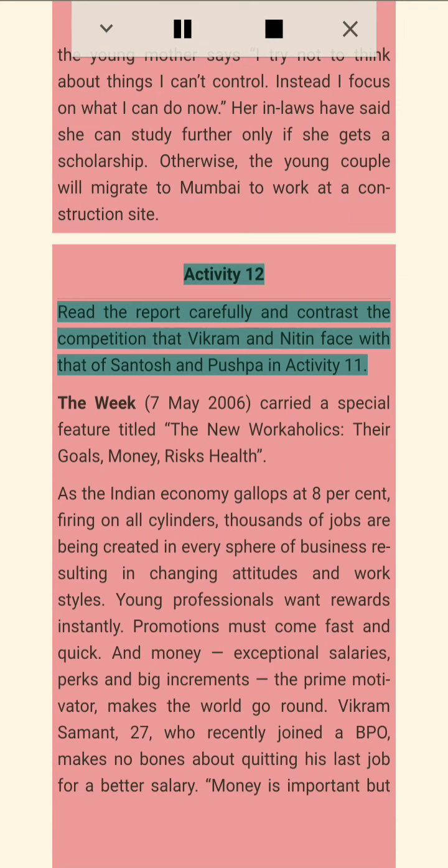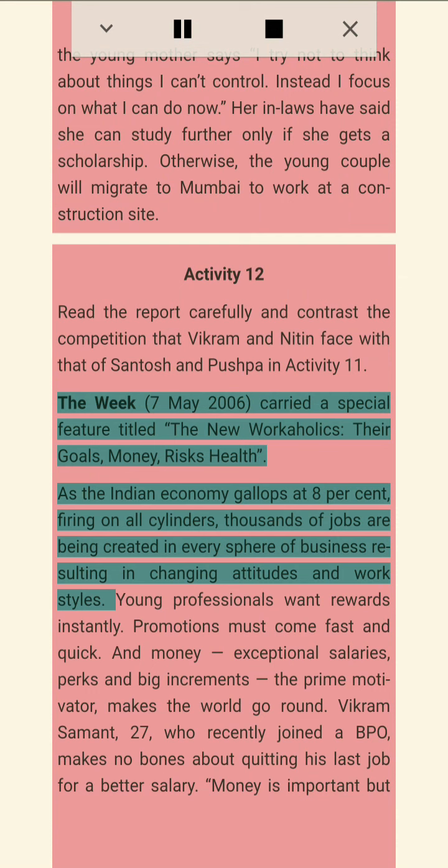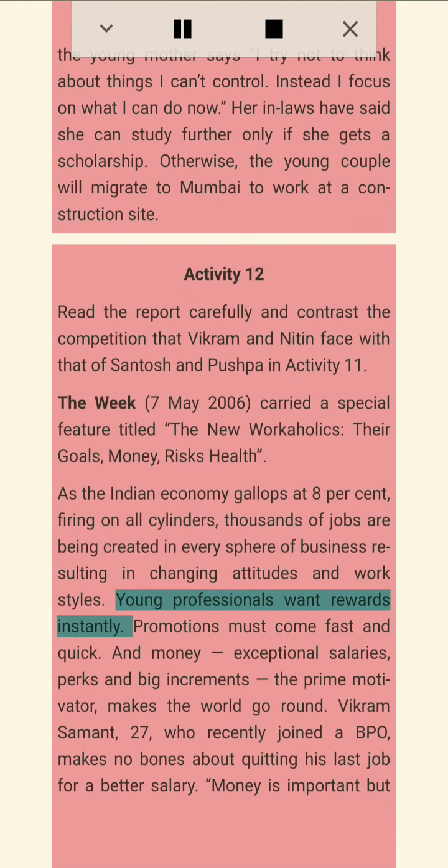Activity 12: read the report carefully and contrast the competition that Vikram and Nitin face with that of Santosh and Pushpa in Activity 11. The Week, the 7th of May 2006, carried a special feature titled "The New Workaholics: Their Goals, Money, Risks, Health." As the Indian economy gallops at 8%, firing on all cylinders, thousands of jobs are being created in every sphere of business, resulting in changing attitudes and work styles.